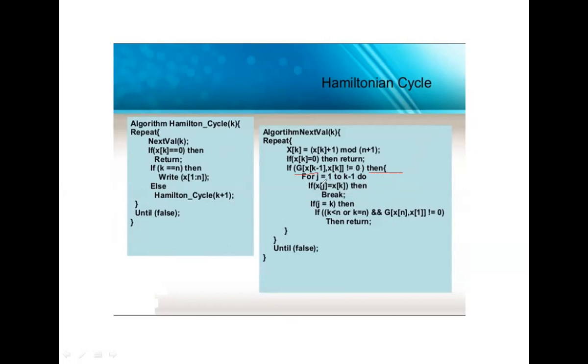1 to 2, then if i equals k, then break. Okay, if the condition is true, then if x of j equals x of k, then break. So this is the condition to check whether the adjacent vertex is connected or not. If there is a path, then you store the vertex there.